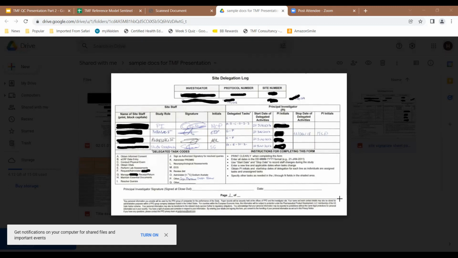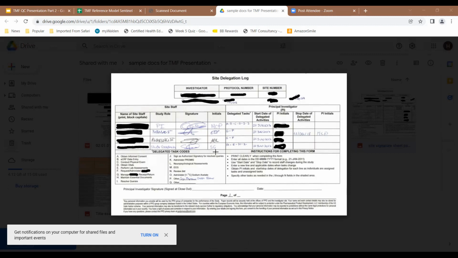You can make sure that everyone's trained. And you can, for example, on here, you might see that somebody signed this document saying, oh, I'm a sub-I, and I started a certain date. But then you go, well, you're not on the 1572. The 1572 should be updated.